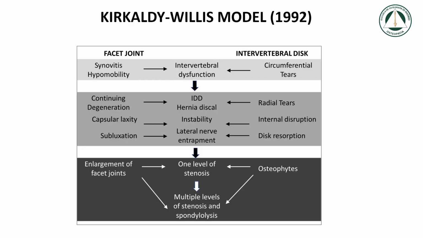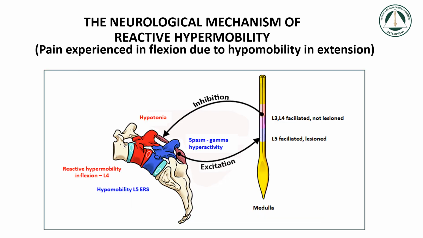The Kirkaldy-Willis model, 1992, indicates the pathological evolution over time from intervertebral somatic dysfunction. Somatic dysfunction is responsible for degenerative disc disease, responsible for vertebral instability and subluxations, which can compress a nerve root. The evolution is toward osteophytosis and vertebral stenosis. An intervertebral dysfunction is responsible for a compensatory reactional hypermobility, usually overlying, responsible for the patient's spontaneous pain.